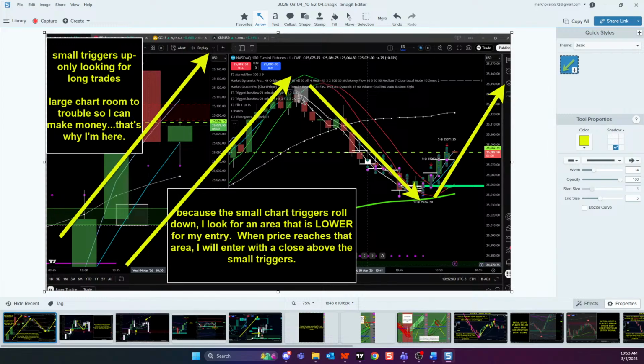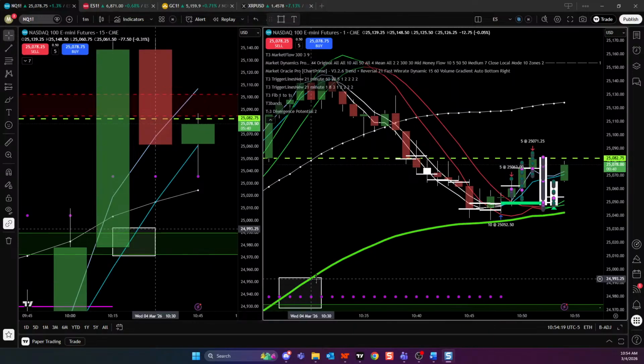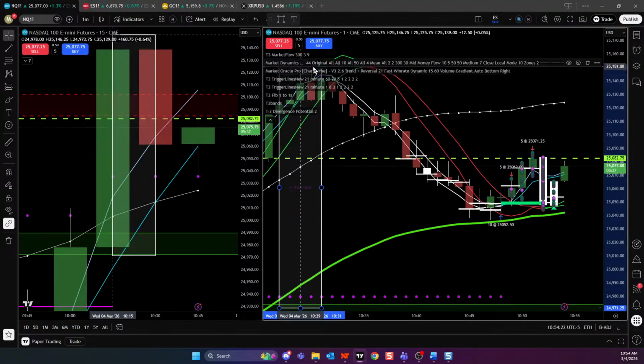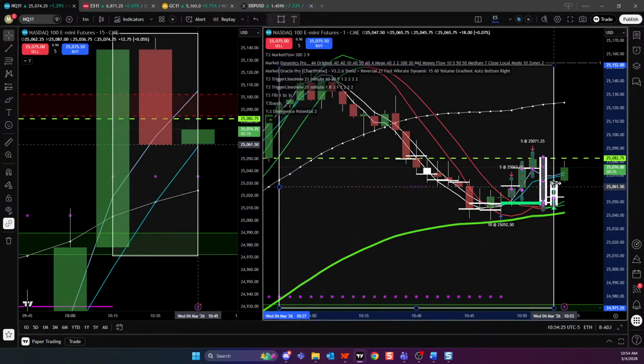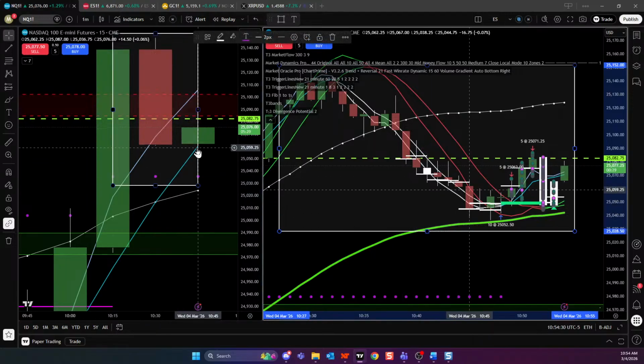So the small triggers rolling down is not a negative. The small triggers below the large triggers, hell, the large triggers don't even work their way into the trend trade plan. And do you notice on the large chart, and this is the most important part, on the large chart, nothing changed at all. Through all of this price action, the whole pullback, absolutely nothing changed on my large chart. That's why we look to the large chart for advantages.